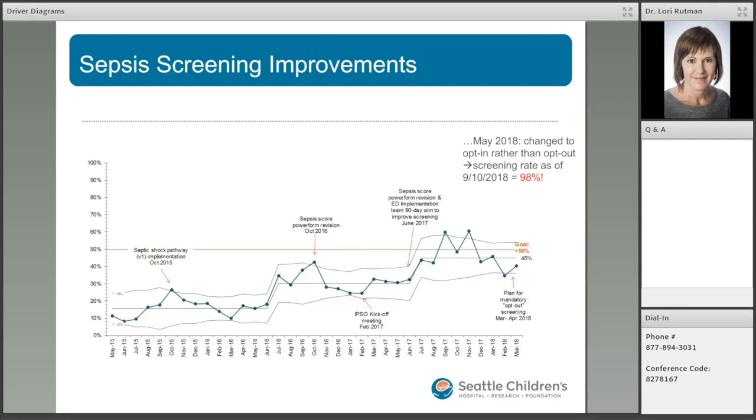So our final intervention was in May 2018. We changed the form to an opt-in rather than opt-out, and the screening rate as of September has been 98% and sustained. So again, multiple iterations over time to really understand what is going to drive us toward achieving our aim or outcome of improved screening.